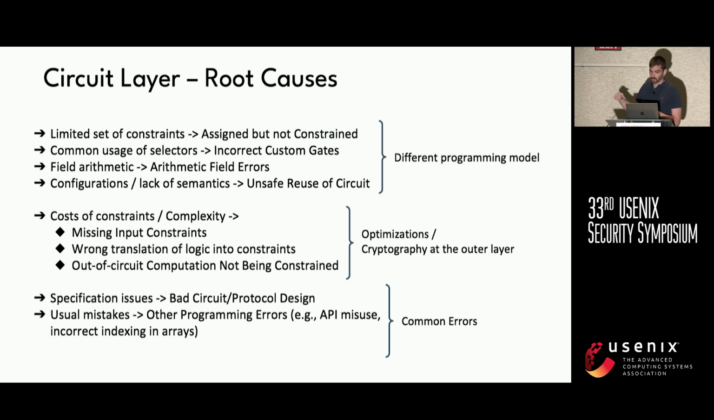And in our paper, we have many vulnerability classes and root causes. Unfortunately, I don't have much time to go over them. But the main three patterns are the different programming model that is required for writing circuits, optimizations, and cryptography being at the outer layer, and also some common mistakes like specification issues.